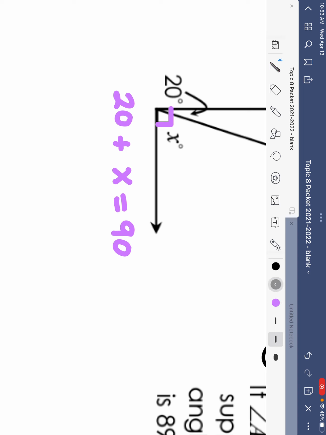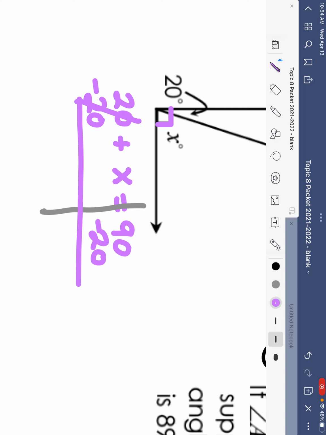Again, this is a simple one-step equation that you know how to solve. To get that x by itself, you have to subtract 20 on both sides. So my 20's cancel out. X is by itself. 90 minus 20 is 70. So x equals 70 degrees.